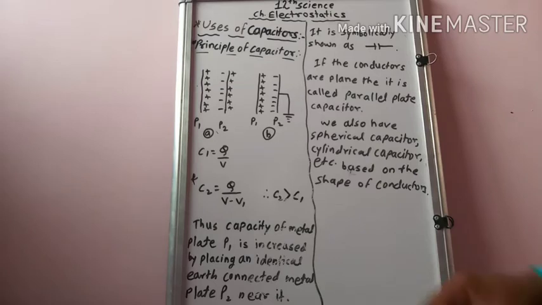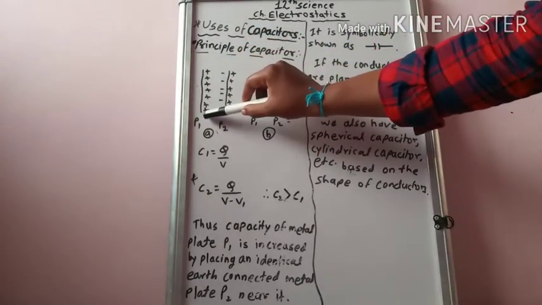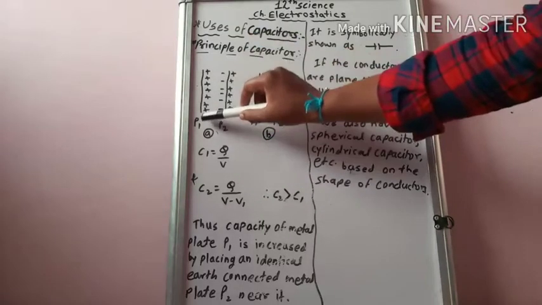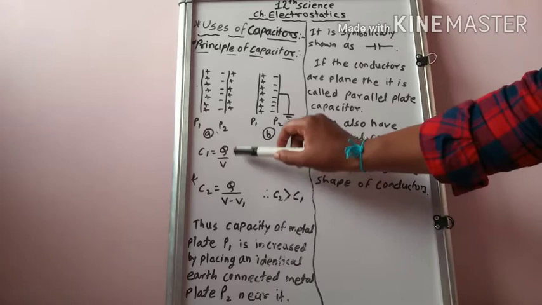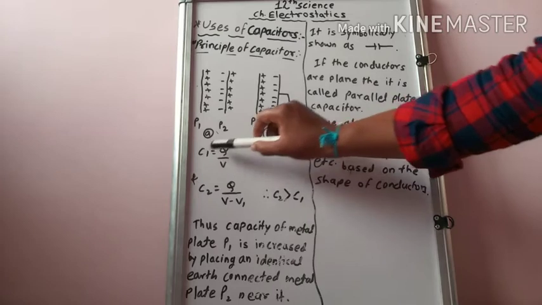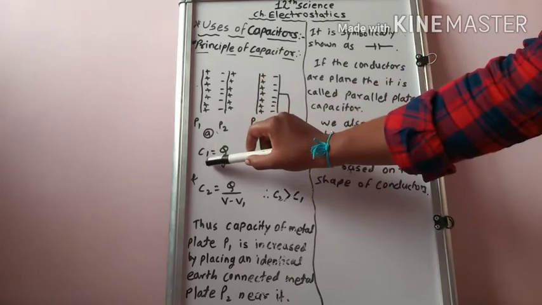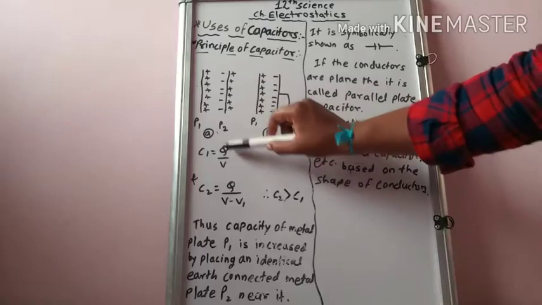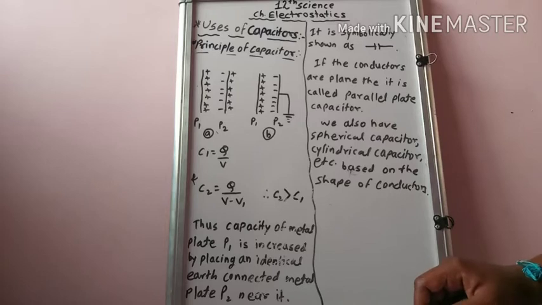Then the potential on the plate P1 is capital V. On this plate P1, the potential is capital V. Then the capacity of plate P1, C1, is equal to Q upon V. By the formula of capacitance, C is equal to Q upon V. Therefore, we can write C1 is equal to Q upon V, where Q is the positive charge on plate P1 and V is the potential of plate P1.